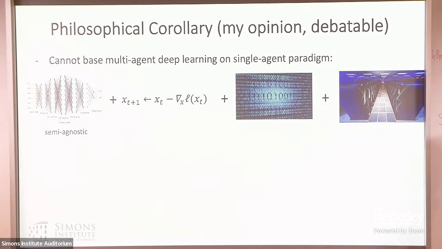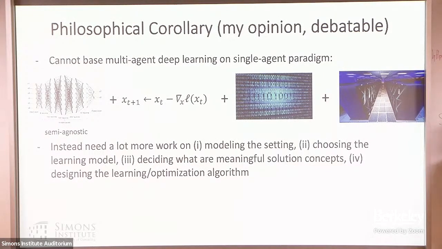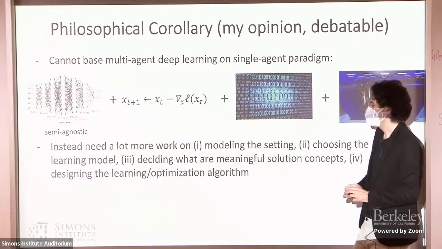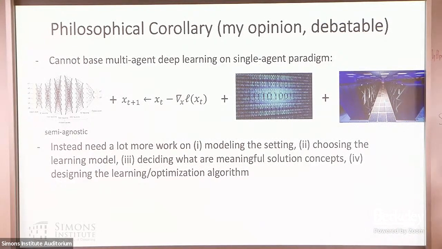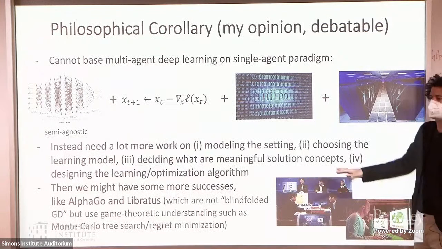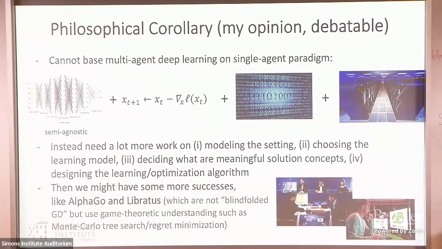So we have to be a bit smarter about the situation at hand. We have to do a lot more work. We cannot just blindly come up with any model we want and gradient descent the hell out of it. That's my point. I think we have to do a lot more work in modeling the setting, choosing the right learning model, like the architecture of our agents, deciding what are meaningful solution concepts. Maybe it's local Nash, maybe something else. You guys will define it during the semester, this program. And designing the optimization algorithm, we will get there. And I think only then will we get to more successes like AlphaGo and Libratus.